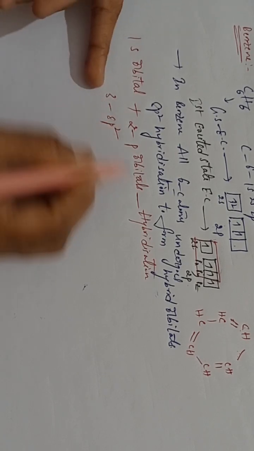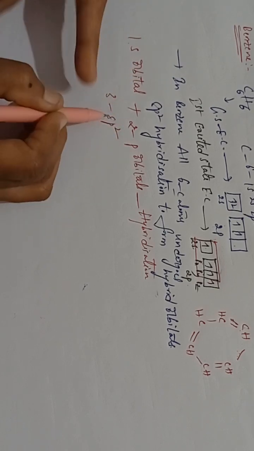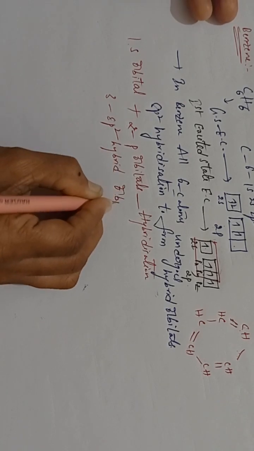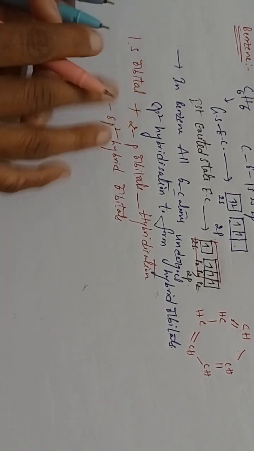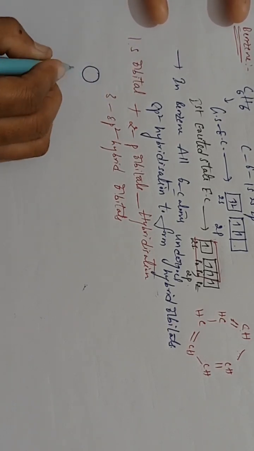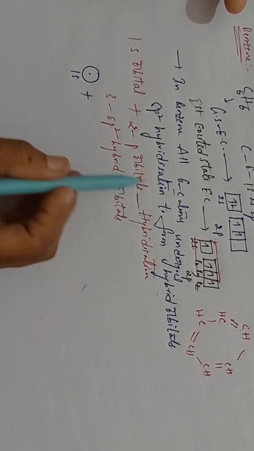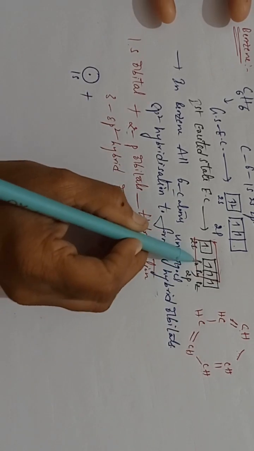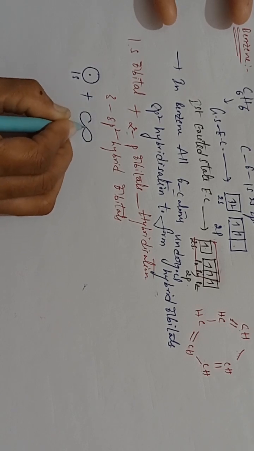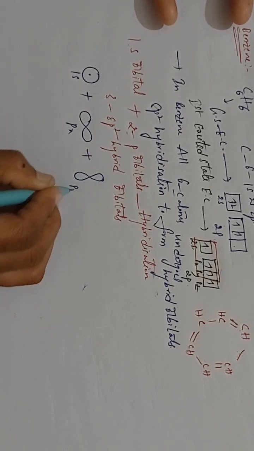1 plus 2, 3. Total 3 hybrid orbitals: s 1, p 2, sp2 hybrid orbitals. Now if you see the structure of the orbitals, this is the s orbital, the nucleus. Next, two p orbitals: this is the px orbital, next, the py orbital.